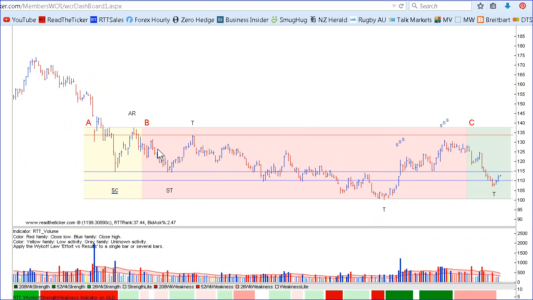Phase B is the building of the cause. This is where neither supply nor demand is dominant, so it tends to be neutral. There's testing of the upper bound and the lower bound, but as time goes on, eventually we get an idea of the true nature of where this cause is going, and as we do here, we get some volume and some strength coming back up here to resistance.